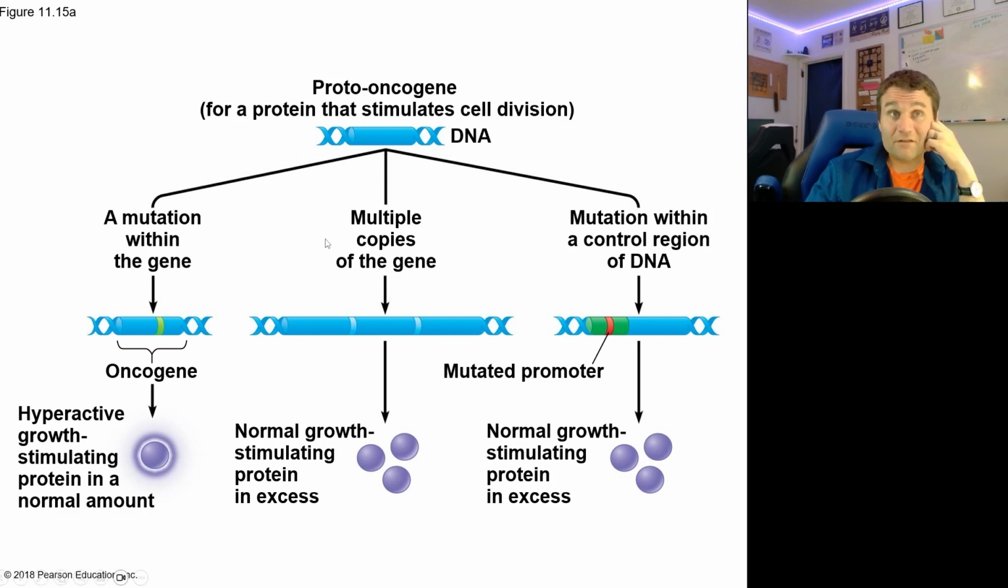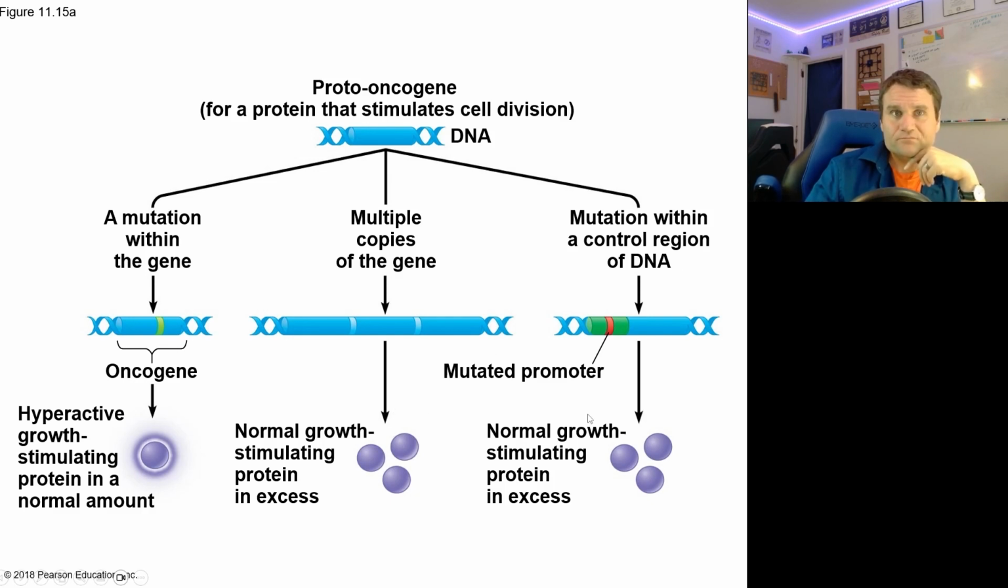So if that happens, if we accidentally get multiple copies of the gene, then that normal growth-stimulating protein is going to be created. It's not the hypercharged version, but if every single one of these genes is being translated, we're going to get more and more of that normal growth hormone, and that can also lead to excessive division, so that can cause cancer as well.